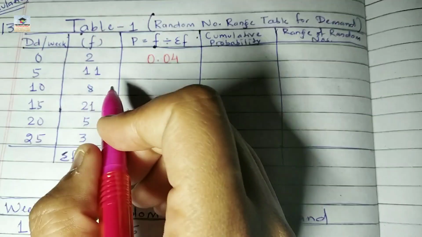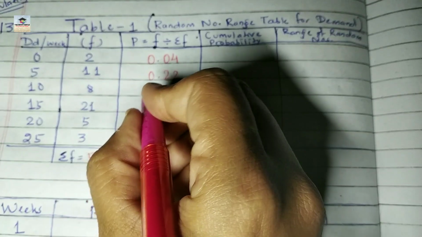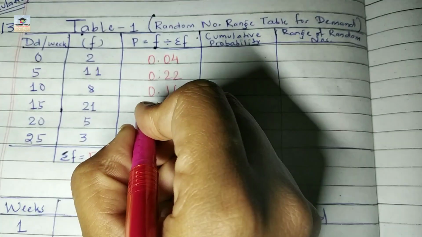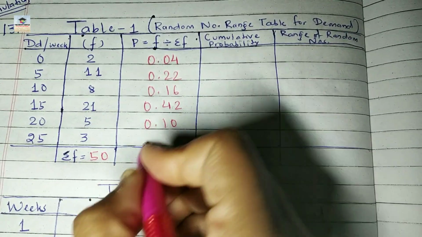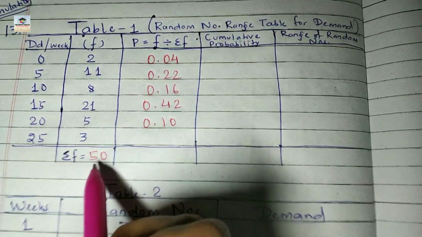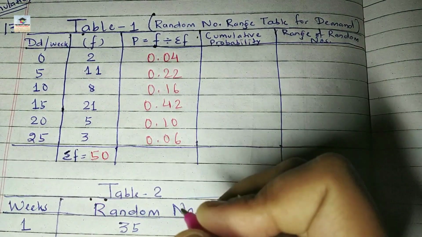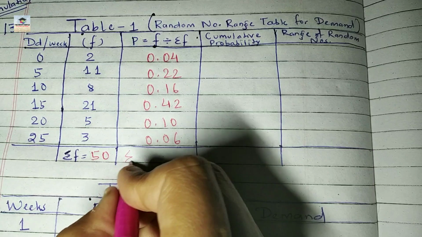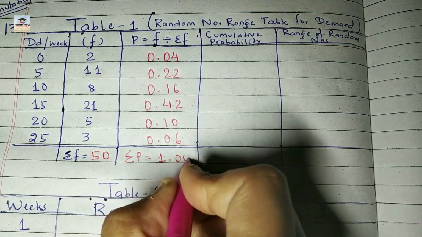Next, 11 by 50, it will be 0.22. The next is 0.16. The next is 0.42, 0.10. And lastly 3 by 50, that will come around 0.06, right? So आपका summation of probability क्या हो जाएगा? Obviously it will be 1, right?